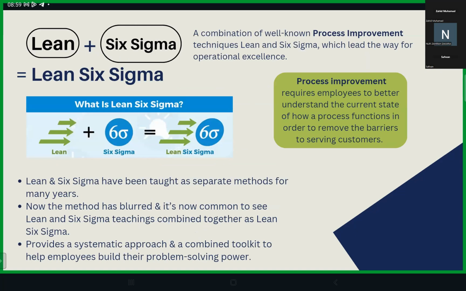Next, Lean Six Sigma. Lean Six Sigma is a combination of the well-known process improvement techniques, Lean and Six Sigma, which lead the way for operational excellence.